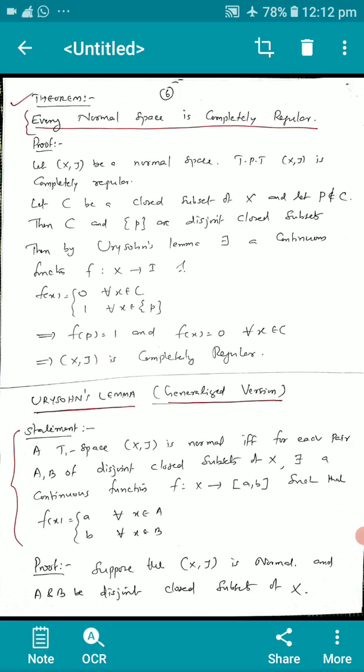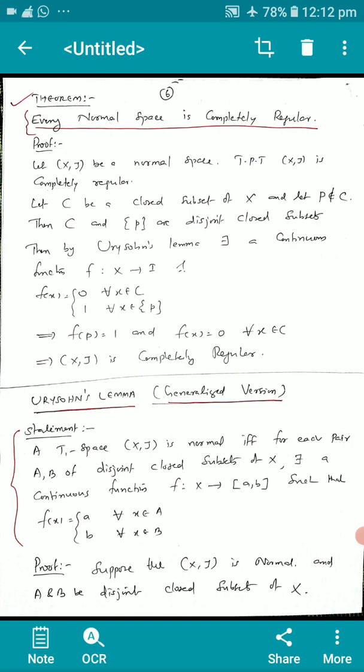To prove that X2 is completely regular, let C be a closed subset of X and let a point p not be an element of C. Then C and the set {p} are disjoint closed subsets. Then we can make use of Urysohn's lemma.